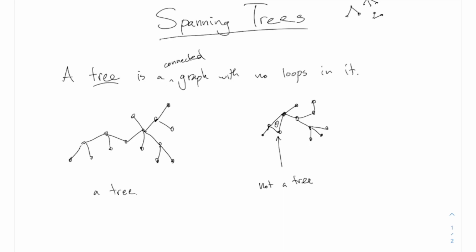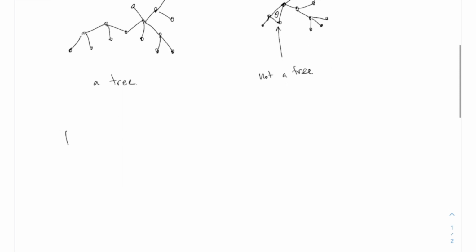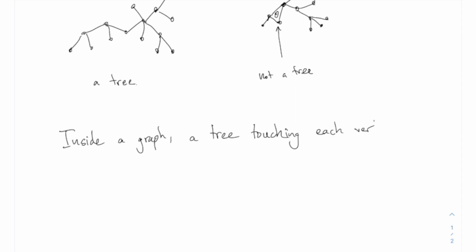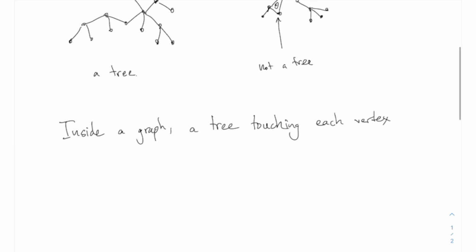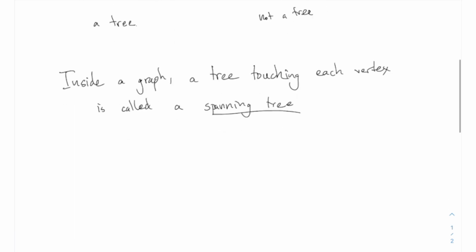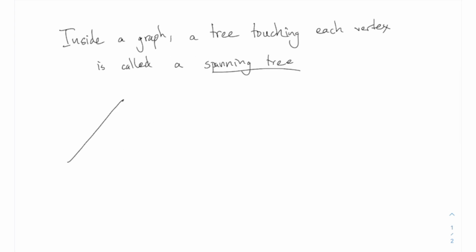So if I give you a graph, to find a spanning tree means you find a tree inside that graph which touches all the vertices. So inside a graph, a tree touching all the vertices. A tree touching each vertex is called a spanning tree. That's what we're going to talk about today and tomorrow. A spanning tree.